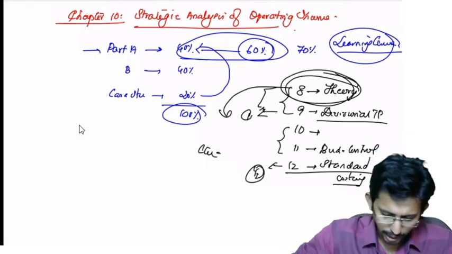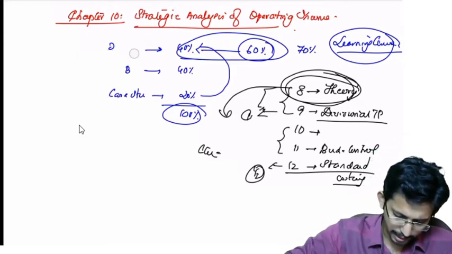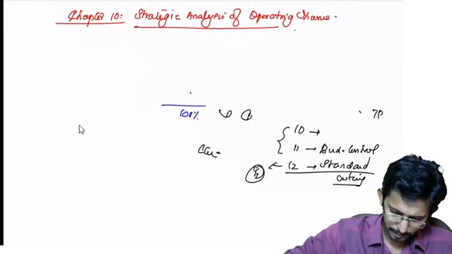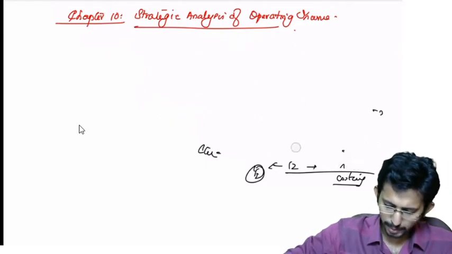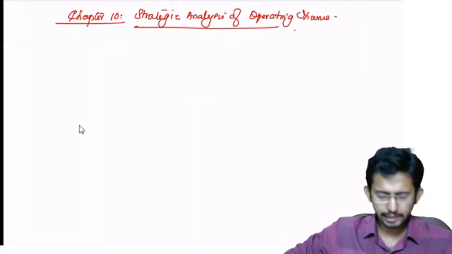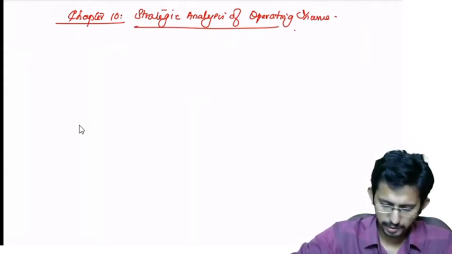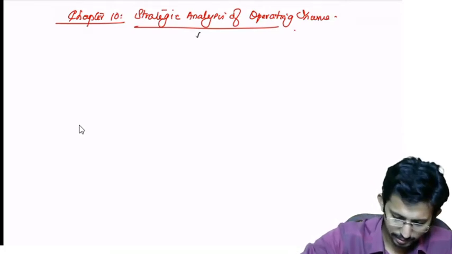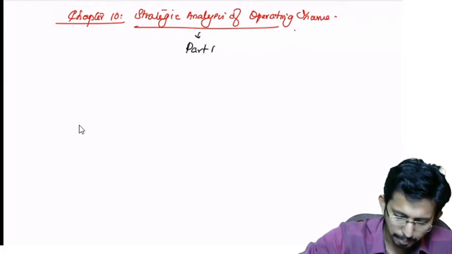Okay, so right now we'll start with chapter 10. You can write the heading: Strategic Analysis of Operating Income. And this particular chapter starts or is the beginning of part B.